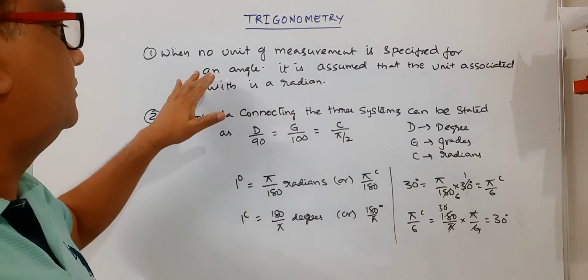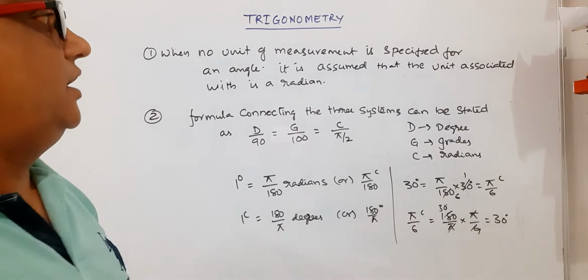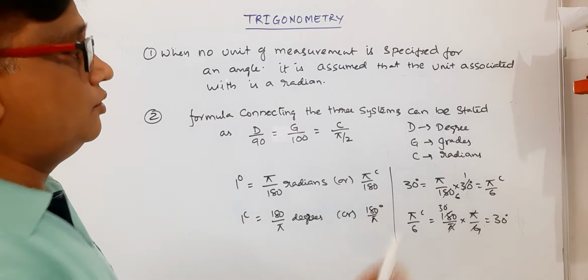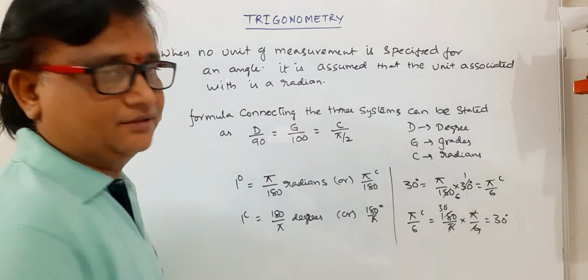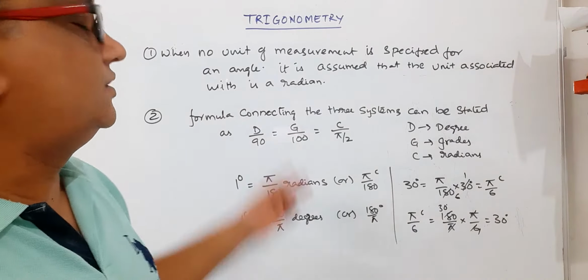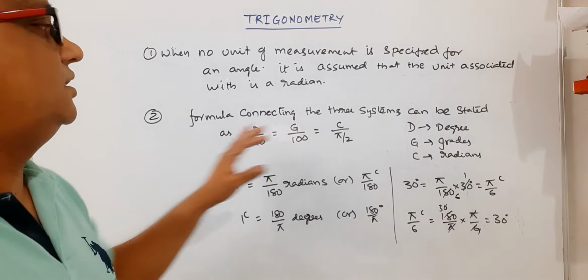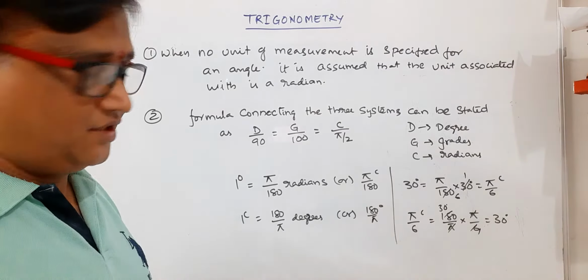measurement is specified for an angle. Actually angles by unit is an angle. While you are taking that associated with radians, we are going to take the C like this, radians. So it is assumed that the unit associated with it is radian. That is all we are taking. So the formula connecting the three systems can be stated like this.